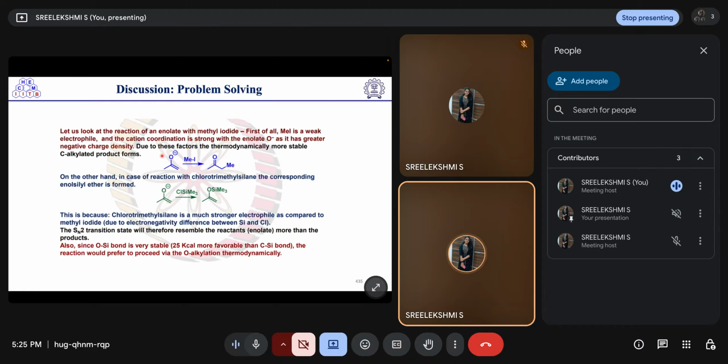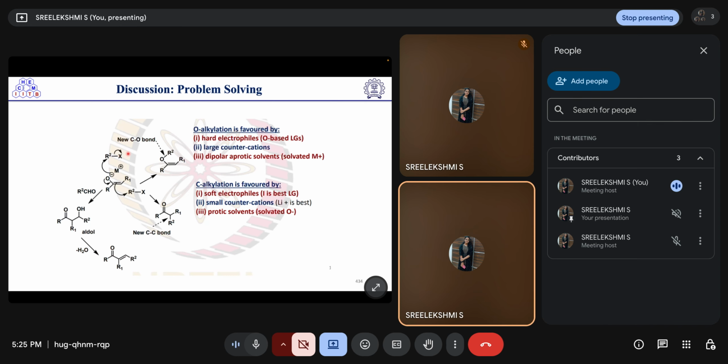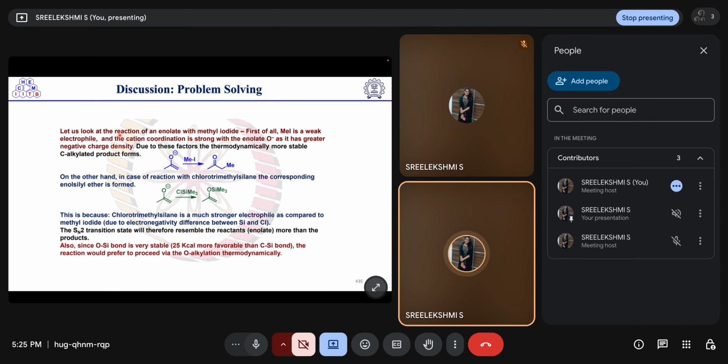So let us now look at the reaction of an enolate with methyl iodide. So first of all, methyl iodide, as we know, is a soft electrophile. So here we said that soft electrophile gives C alkylation, hard electrophile gives O alkylation. And for methyl iodide, cation coordination is strong with the enolate O minus as it has greater negative charge density. So methyl iodide will give this thermodynamically more stable C alkylated product.